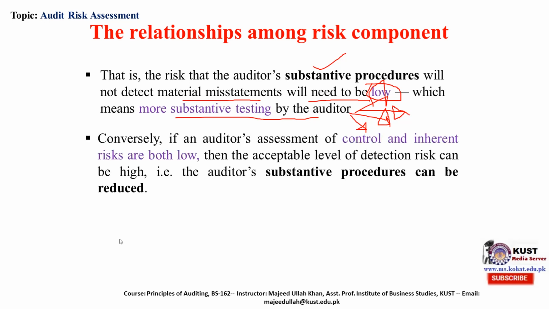Conversely, if the auditor's assessment of control risk and inherent risk are both low, then the acceptable level of detection risk can be high. The auditor's substantive procedures can be reduced. He may just obtain a certificate of ownership without physically checking the assets of the client.